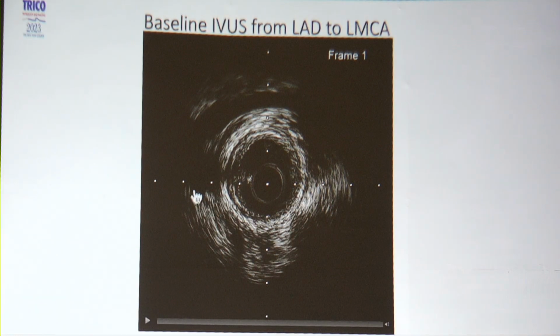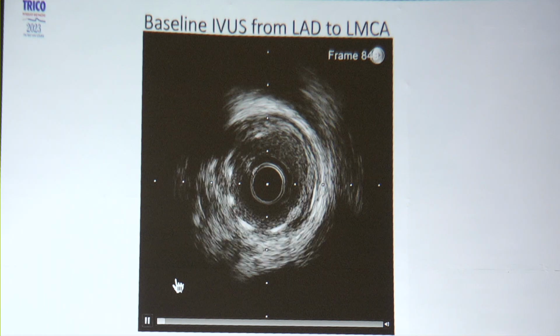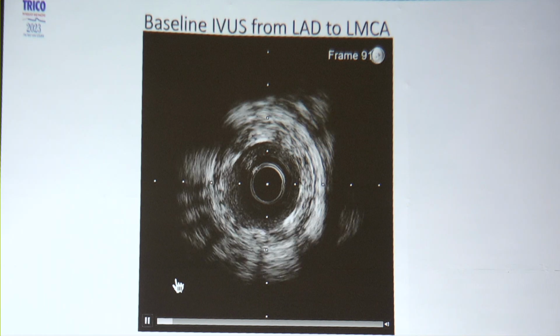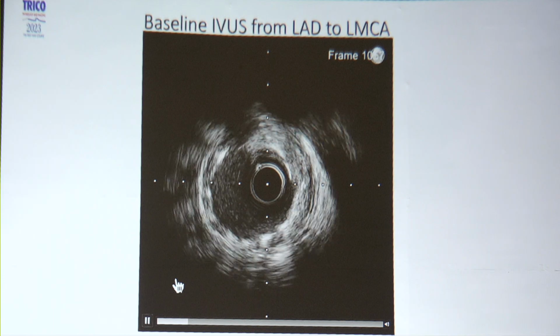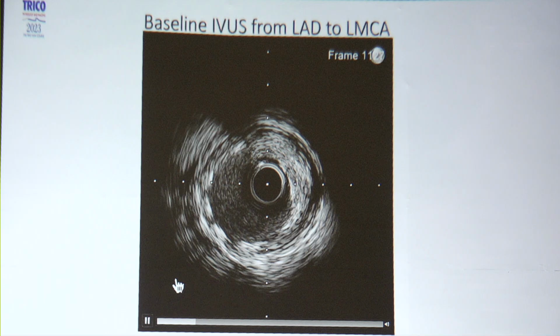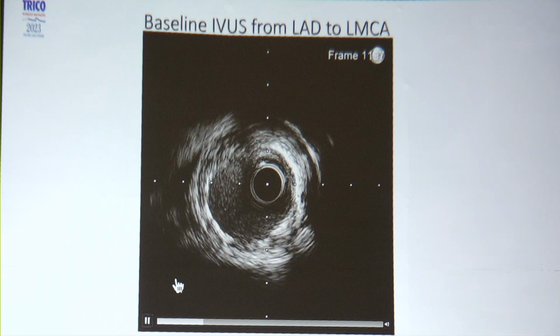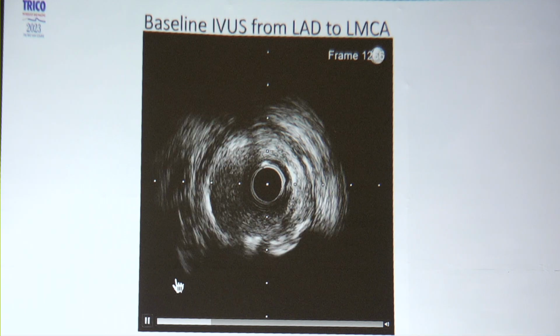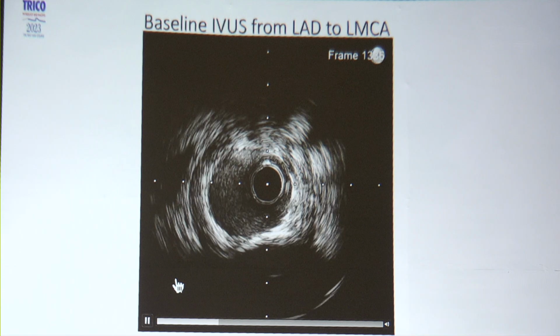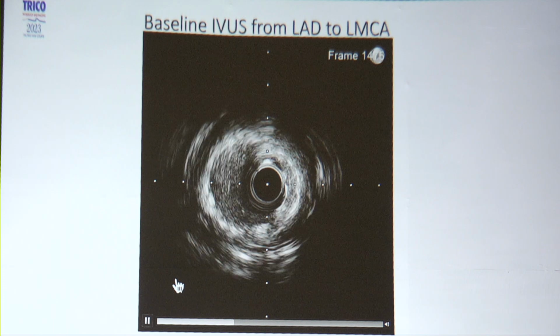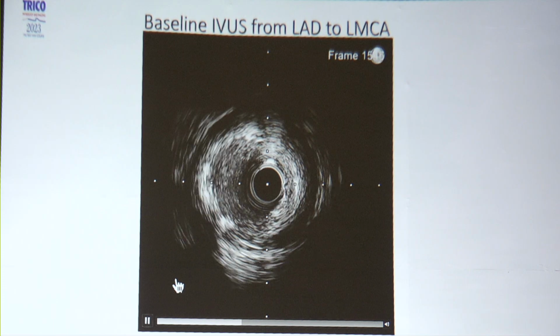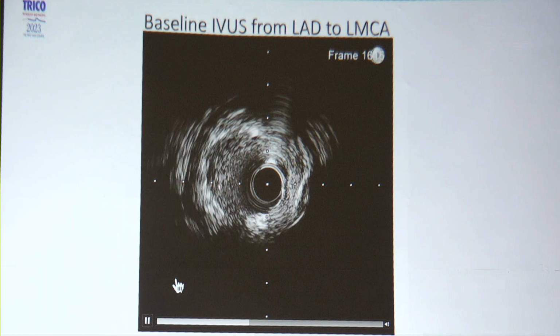For some time I will just play the IVUS run. From distal to proximal, here the stent starts coming in. You can see that it is very well apposed in the distal part. As you come more proximally, you can see the vessel size growing; the media to media size starts growing. As you come more proximally, the thrombus starts becoming apparent. There is possibility of calcifications also, and here you start seeing the calcium.